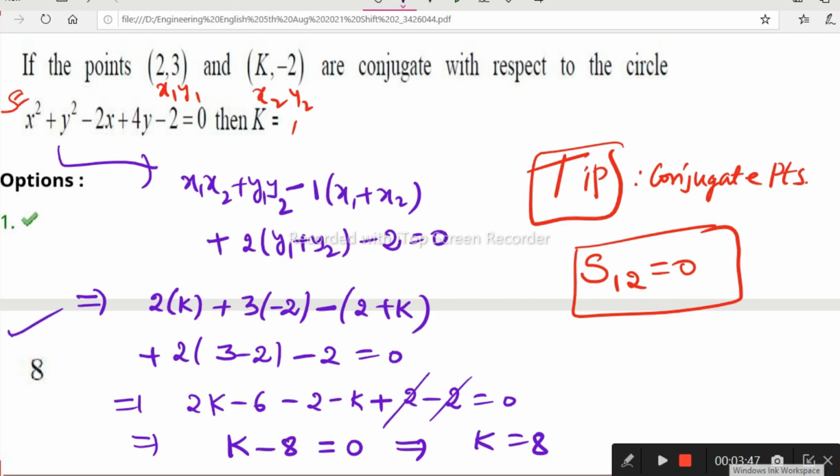So k = 8 is in the first option, right? It's so simple. You just have to know this super tip, that S12 = 0 in the case of conjugate points with respect to the circle S = 0. I also gave the expression for how to write S12. You must know these notations, what S12, S11, S1 mean. The notations are very helpful in both objective and subjective. Now look forward to the next question.